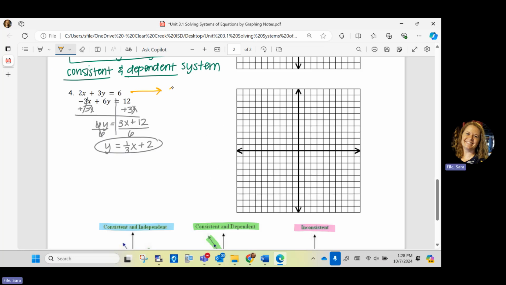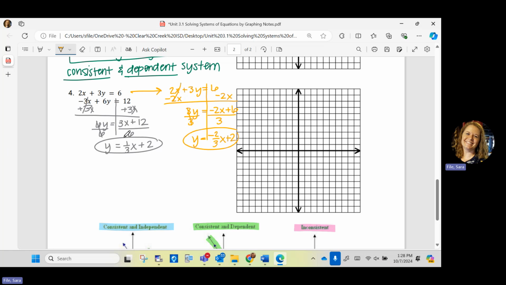Okay, so I'm going to solve 2x plus 3y equals 6 now by subtracting the 2x over. I've got negative 2x plus 6, and then I need to divide the 3 over. Now when I do that, I get negative 2/3 x and then plus 2. That is a different equation.